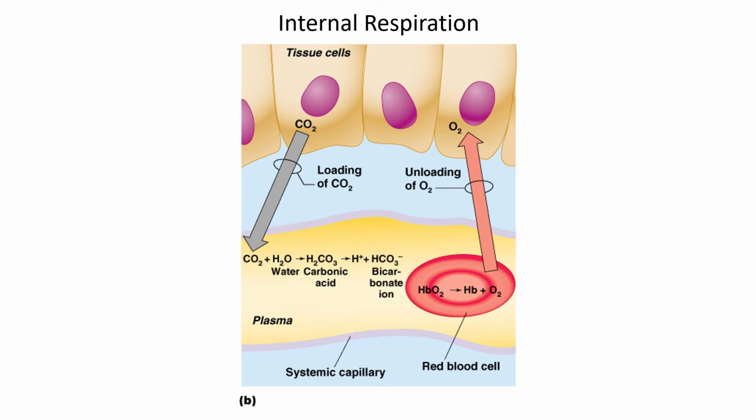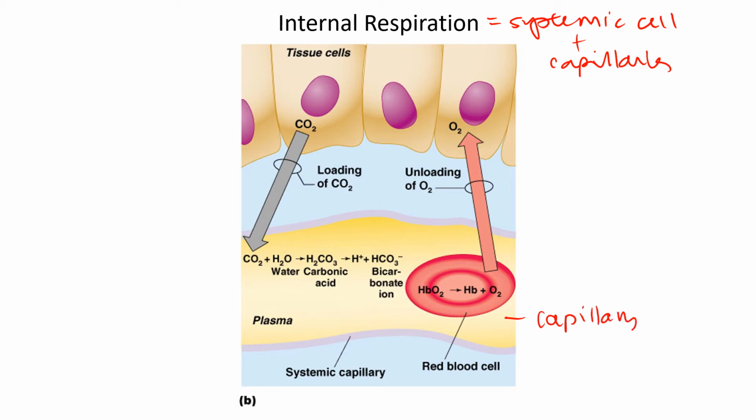All right, so let's label this one. Internal respiration occurs systemically, so that means all over your body's cells and tissues and surrounding capillaries. Right here is a capillary. This could be anywhere in your body that is supplied by capillaries. And here are your systemic cells. That means your body cells.